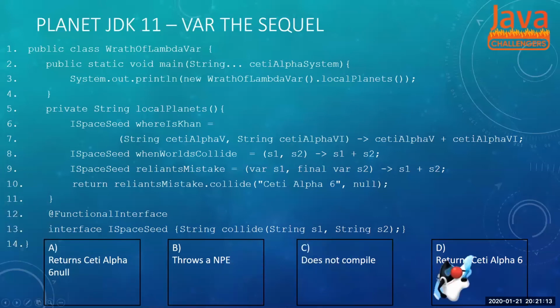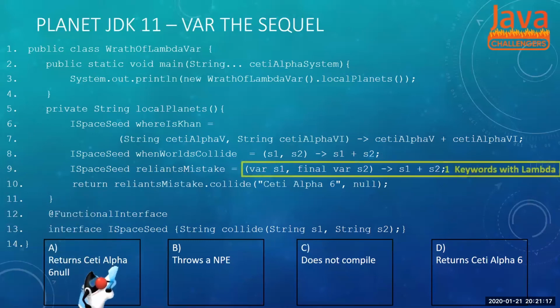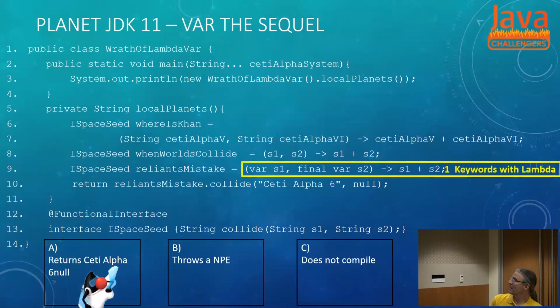What's Duke say? Hey, look at that. Okay. Keywords with lambda: var and final var. So you have to have that keyword. So return Ceti Alpha 6 and null. So what does that actually mean in code land?